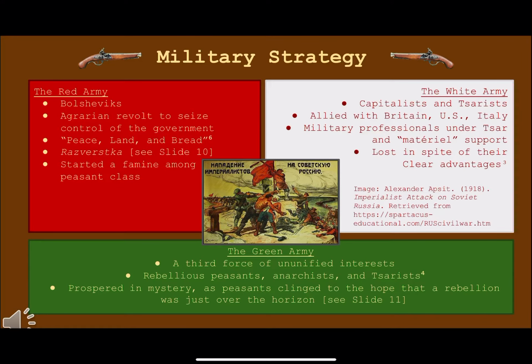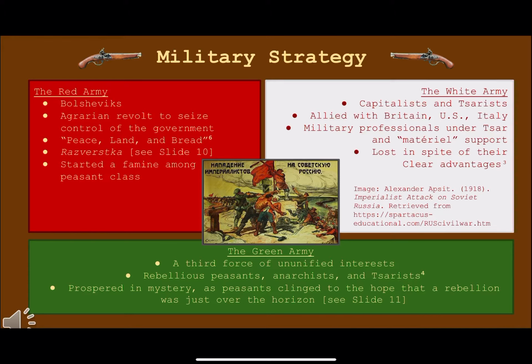The Russian Civil War lasted for 3 years and had 3 major players. The Red Army was an assembly of workers and intellectuals led by Lenin and Trotsky who were living in the shadow of the Tsarist government. After the November Revolution, this force, mainly an agrarian revolt, fought to socialize trade, industry, and agriculture. Their motto was peace, land, and bread.